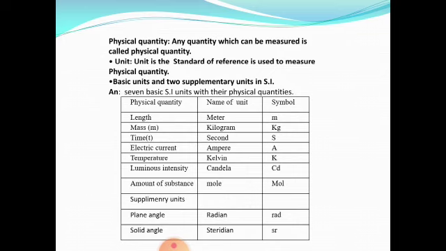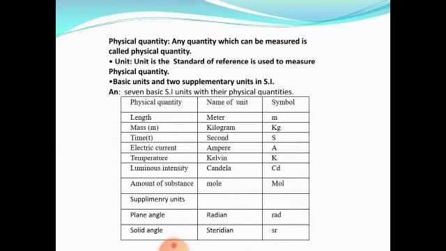There are 7 basic units. The basic quantities and their units: the basic quantity is length and its unit is meter. The basic quantity is mass and its unit is kilogram. The basic quantity is time and its unit is second.